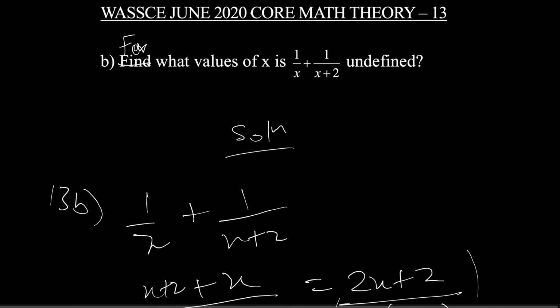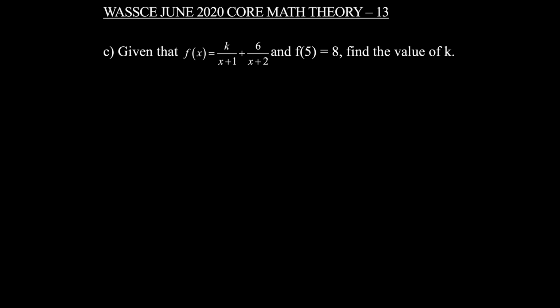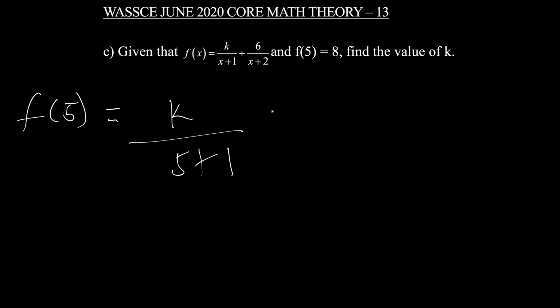We'll be moving on to question 13c. 13c. Given that f of x is equal to k over x plus 1 plus 6 over x plus 2 and f of 5 is equal to 8, find the value of k. So f of 5 means anywhere we see x in f of x, we put 5. So it will be equal to k over 5 plus 1 plus 6 over 5 plus 2.